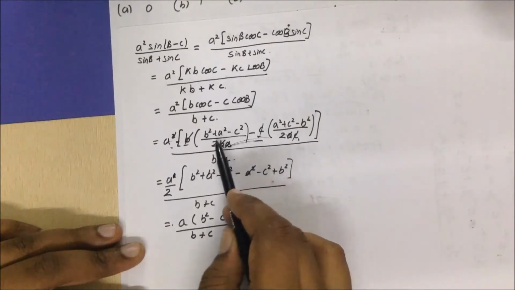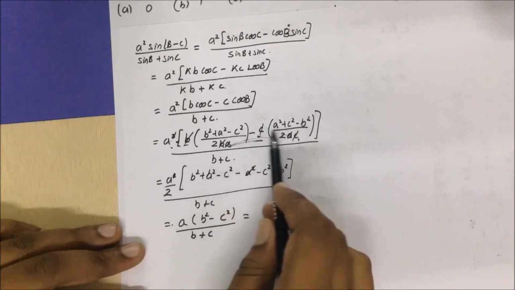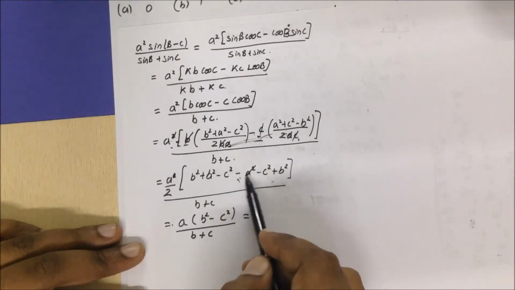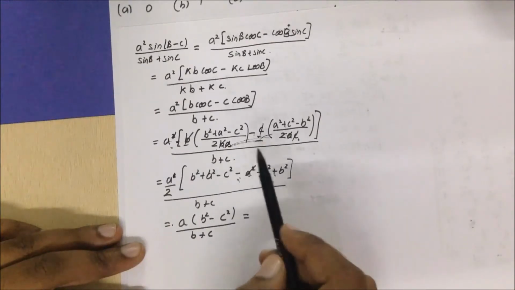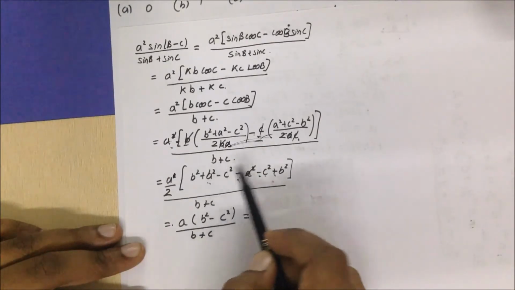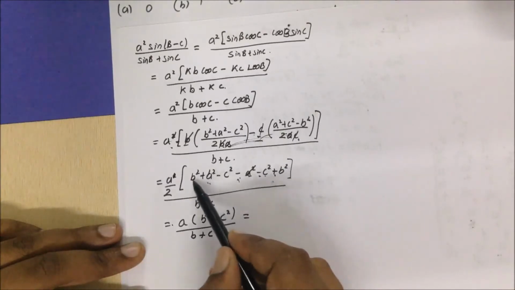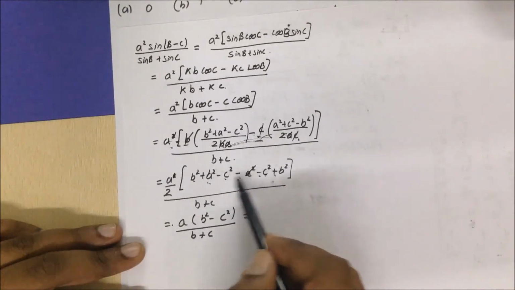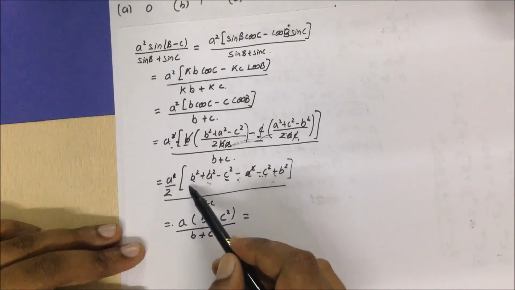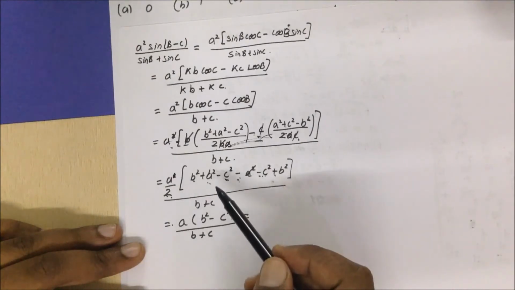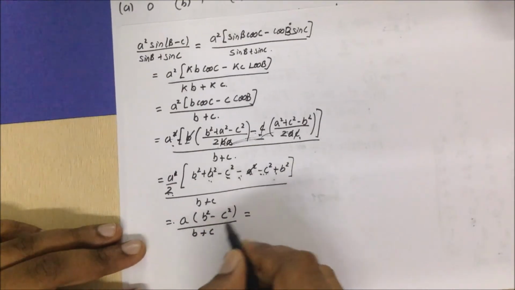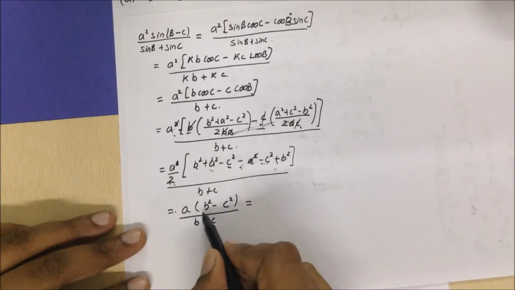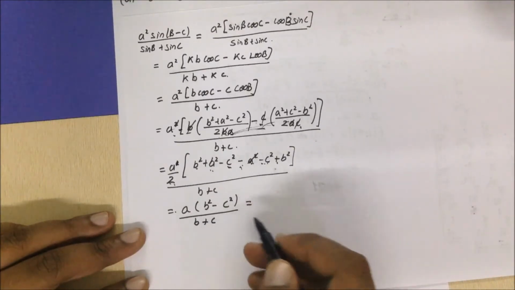Then after that, when you're opening this particular bracket, you're getting this as minus a square minus c square plus b square. The a square gets cancelled, and you're having 2b square minus 2c square. You can take the 2 common, it gets cancelled with this particular 2, and what you'll be getting is a into b square minus c square.